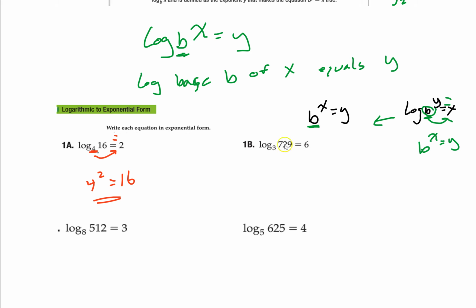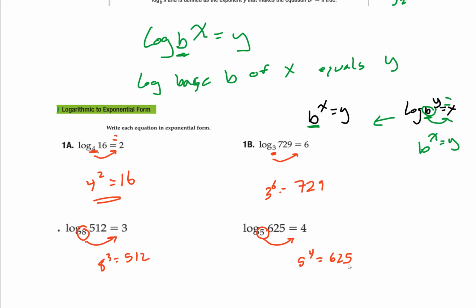Over here, again, let's find the base, 3. So 3 to the 6 equals 729. You can double check that is true. Let's go on to these other two. 8 is the base, 8 to the third equals 512. And finally right here, find the base, log base 5 of 625 equals 4. So 5 to the fourth equals 625. So that's how you go from log to exponential.